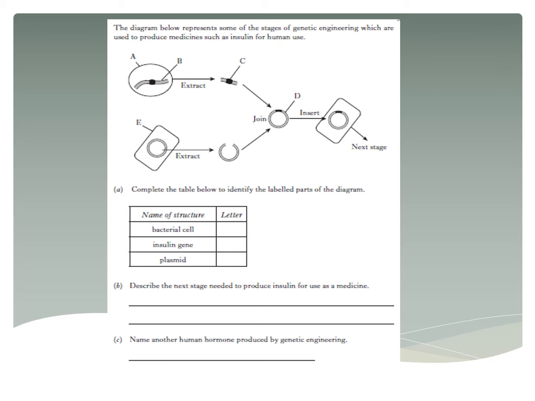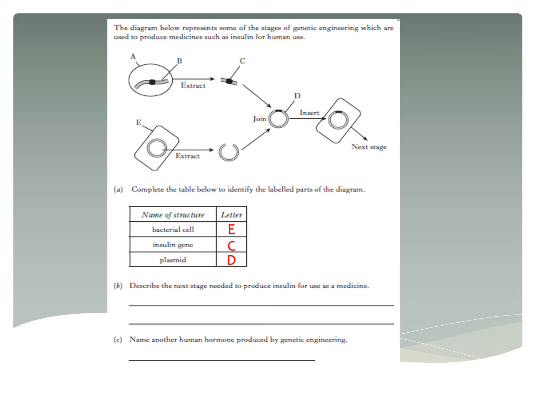So the answers to the questions are: the bacterial cell would be E, your insulin gene would be C, and your plasmid would be D. And describing the next stage, you've got your desired gene, which was your insulin gene, identified, and then your gene being extracted, which you can see for C, and then your plasmid being extracted, going from E to plasmid, and then your plasmid being cut open, and your desired gene inserted, and then your plasmid containing your desired gene inserted into your bacterial cell.